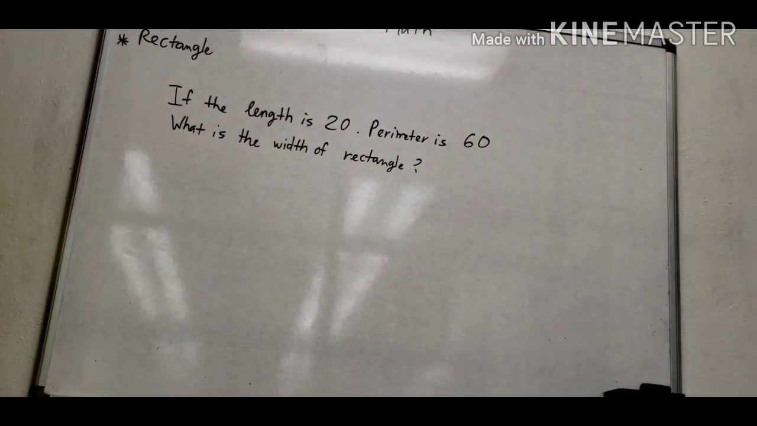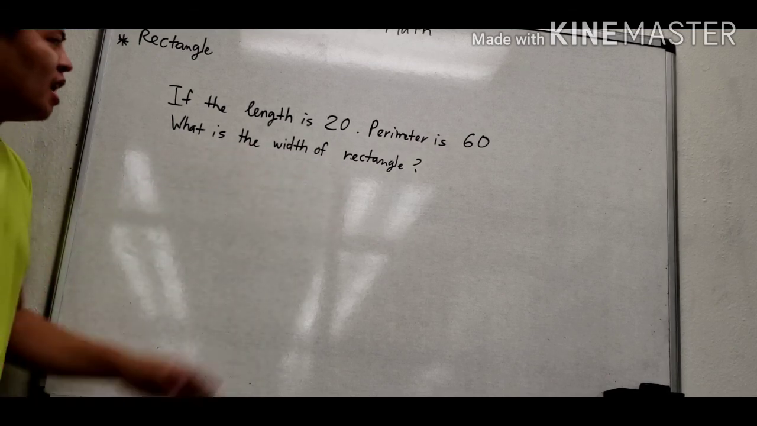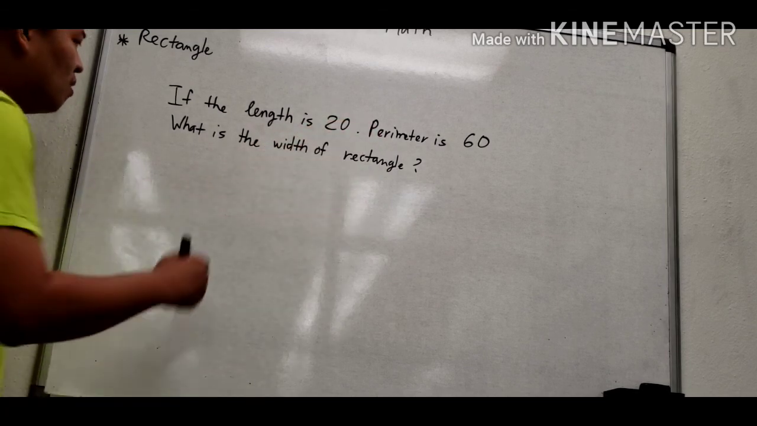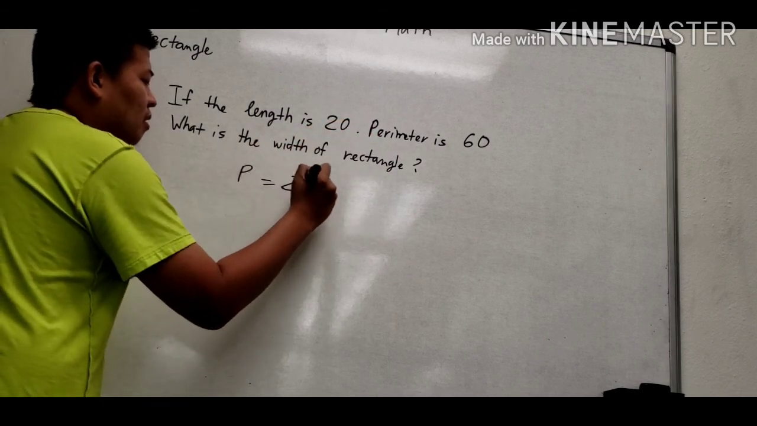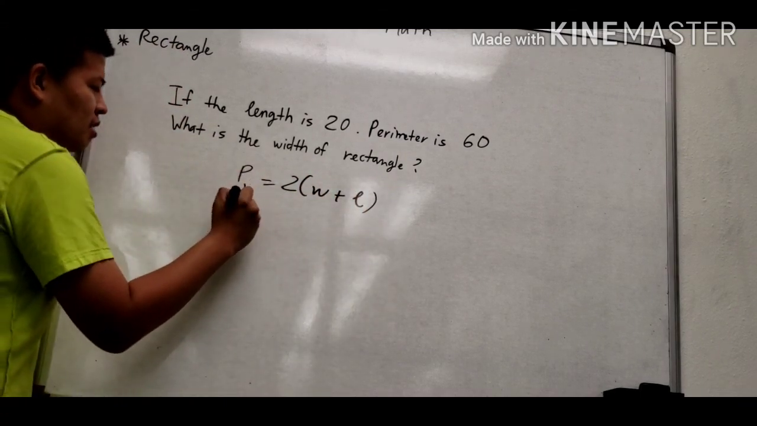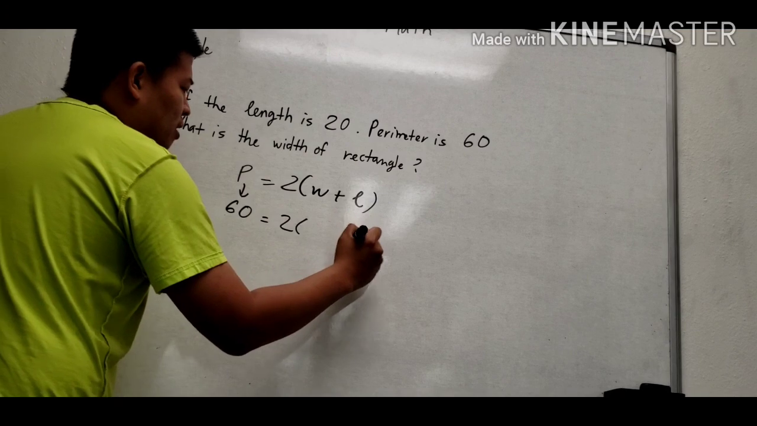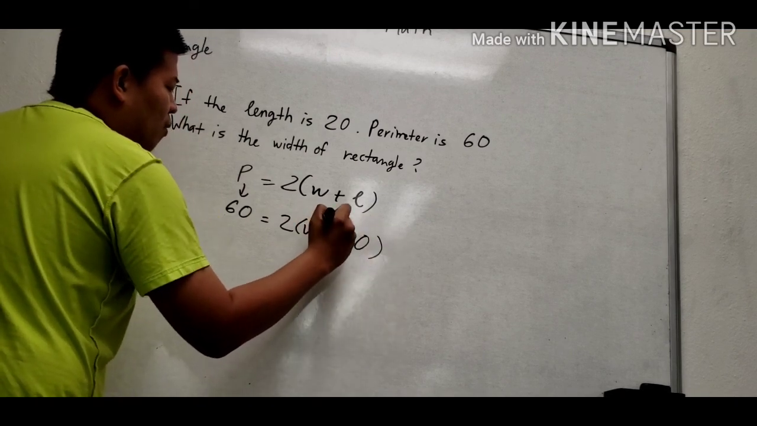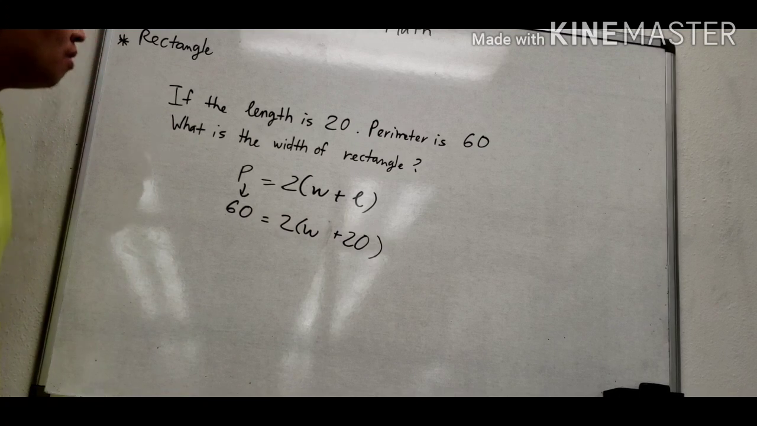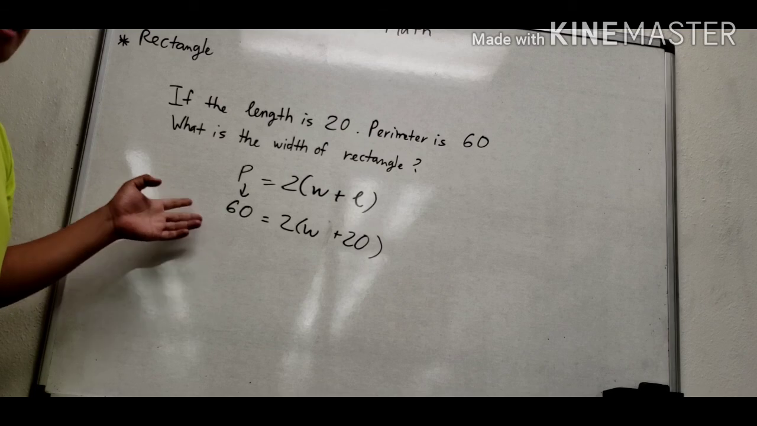So now we have the rectangle. If the length is 20 and the perimeter is 60, what is the width of the rectangle? You can see that the perimeter is 60, and we have the number 2, and the length is 20, and we have the width. So now we need to find the width, and this is an equation.